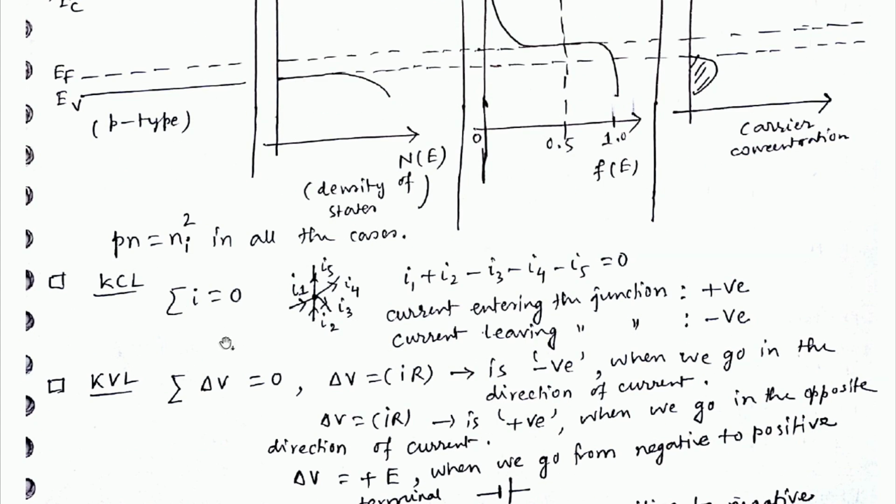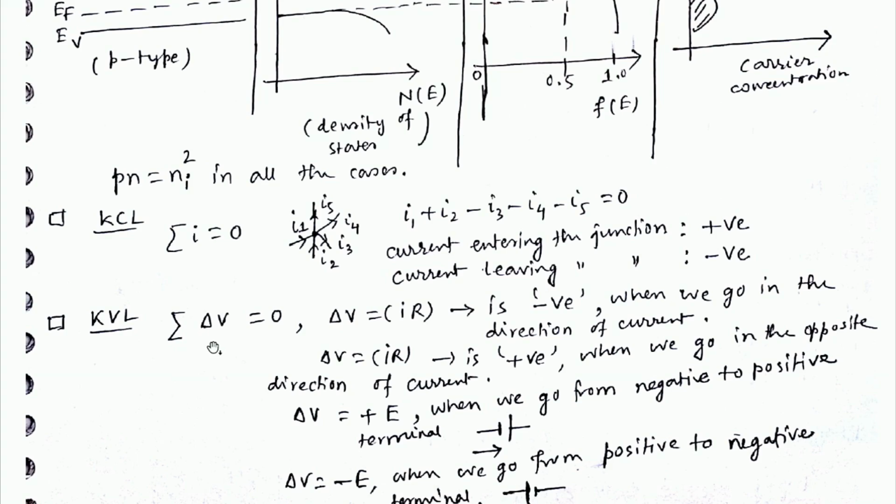KCL: sum of I equals 0. At any particular node the sum of currents is 0. So for this case you can see I1 plus I2 minus I3 minus I4 minus I5 equals 0. Now how to determine the sign? Current entering the junction is taken to be positive, and current leaving the junction is taken to be negative.